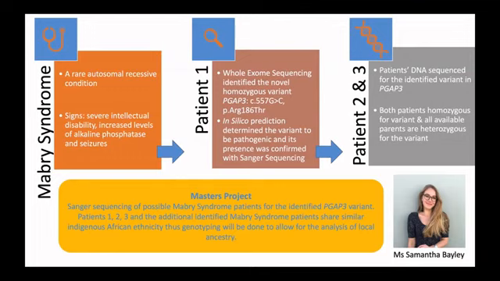We found a novel homozygous variant in a known Mabry syndrome associated gene. In silico prediction determined this to be pathogenic, and it was Sanger confirmed. We identified further individuals with this variant, also Sanger confirmed, and we hypothesized that this could potentially be a founder effect in this group of patients, or this indigenous African population.